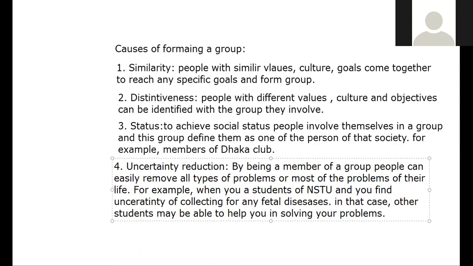These are the four causes involved in forming a group in any organization or outside the organization. First one is similarity. That means similarity in values, culture. Distinctiveness. That means you can differentiate one people from another. The status, you can easily identify the status of the people. Somebody may be upper class or lower class. For example, a member of the upper class obviously should have the senior citizen or upper class people.